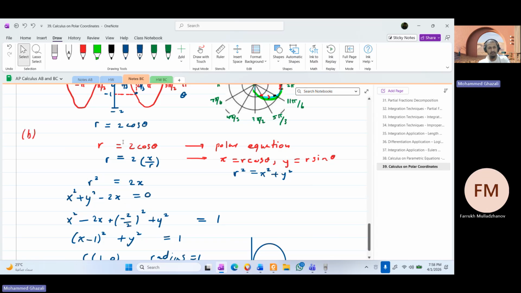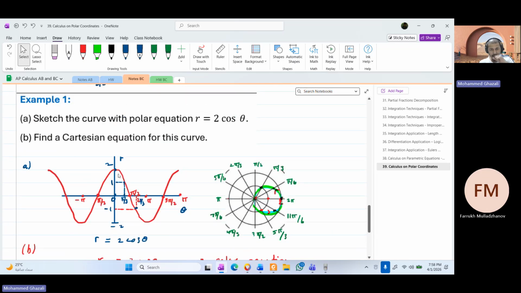Be good? Yes, sir. Good. All right, excellent. So now you know how to draw polar graphs. You look at the original trig graph and then convert that information from there to there. All right.